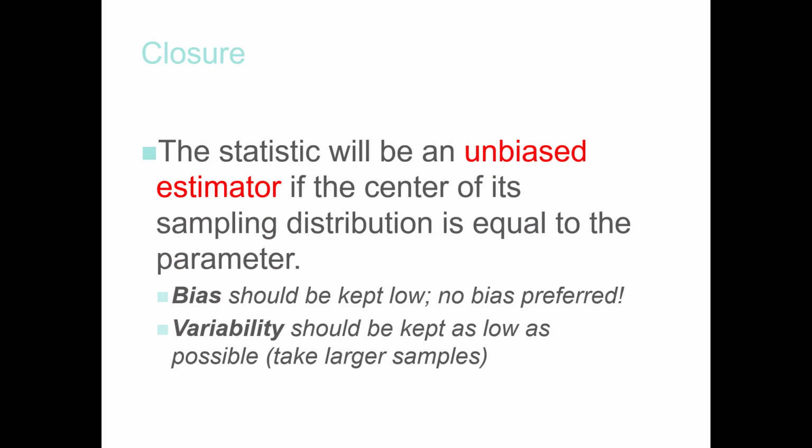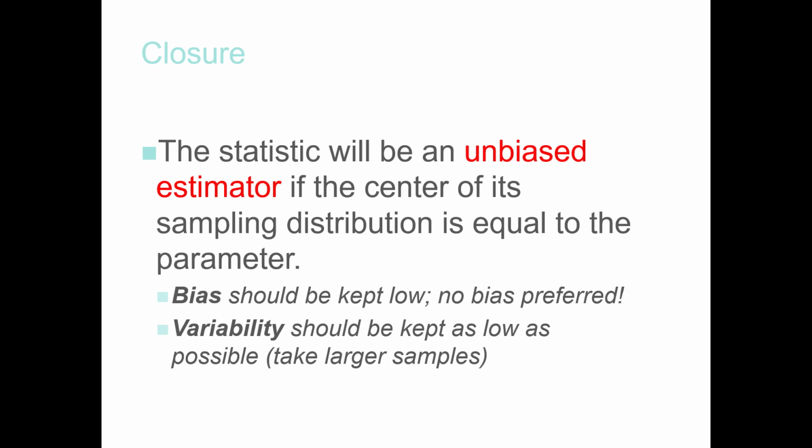Okay, so we're going to close here. We're probably a lot earlier than certainly I expected, maybe some of you expected. But the idea here, I want to just reiterate 2 points. First of all, a statistic will be an unbiased estimator if the center of its sampling distribution is equal to the parameter, right? So if the true parameter was a proportion 0.5, then if it's an unbiased estimator, the center of that sampling distribution is also going to be 0.5.